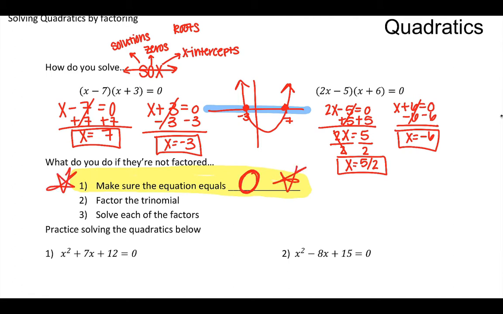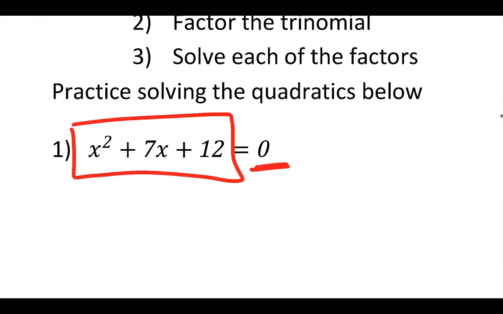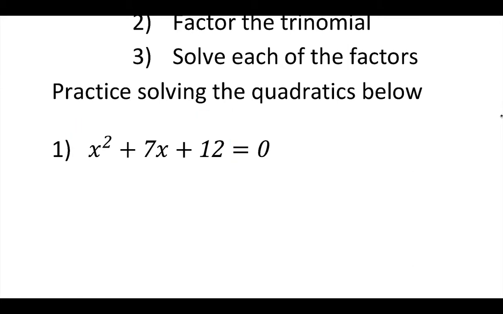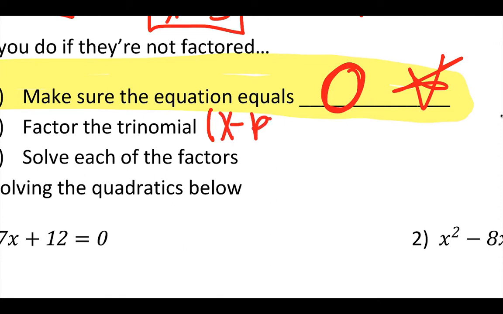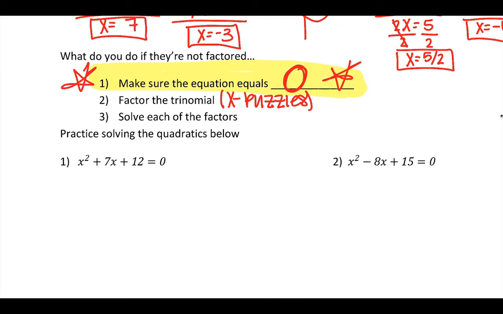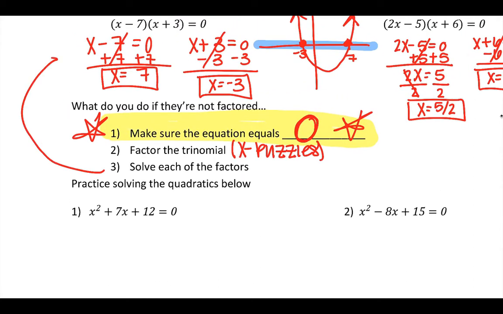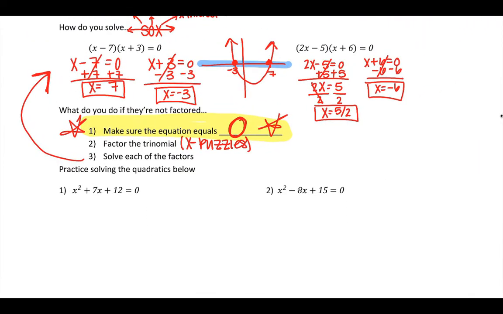So if it doesn't equal 0, we have to make sure it equals 0. If we look at number 1, we have all of this stuff over here and 0 on this side, that's what we want. If you had something besides 0, you would have to move it over to that everything else side. Once you have it equal to 0, you're going to factor the trinomial, like do our x puzzles. So that's really what this means. Do your x puzzles, and then you solve each factor. And that's what we did up here. So once you have it here, you set them equal to 0 and solve the factors.